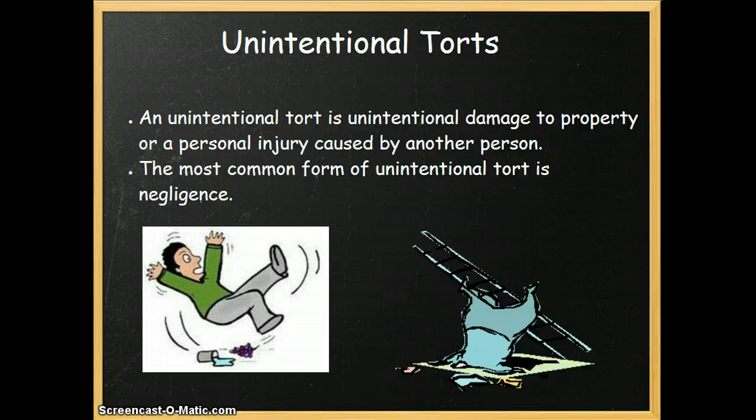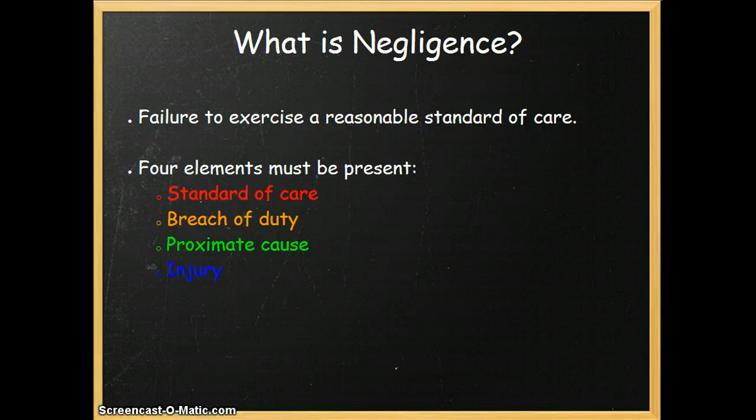An unintentional tort is an unintentional damage to property or a personal injury caused by another person. The most common form of unintentional tort is negligence. Negligence is failure to exercise a reasonable standard of care. 4 elements must be present for there to be negligence. All 4 must exist: standard of care, breach of duty, proximate cause, and injury.